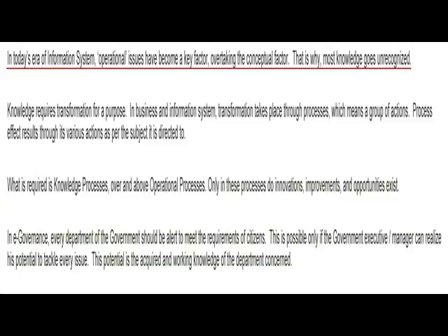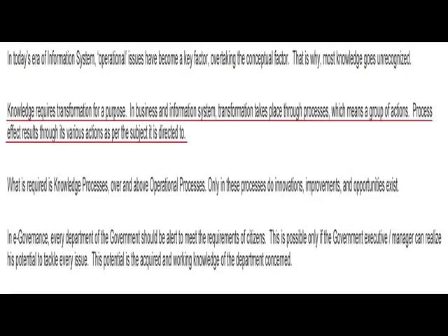In today's era of information system, operational issues have become a key factor, overtaking the conceptual factor. That is why most knowledge goes unrecognized. Knowledge requires transformation for a purpose. In business and information system, transformation takes place through processes, which means a group of actions. Process results through its various actions as per the subject it is directed to.